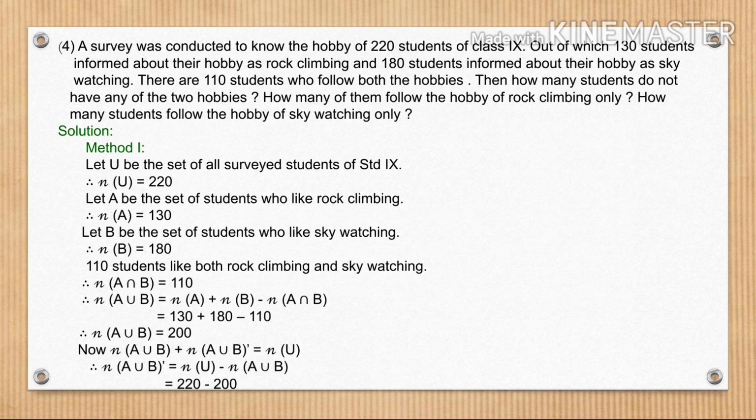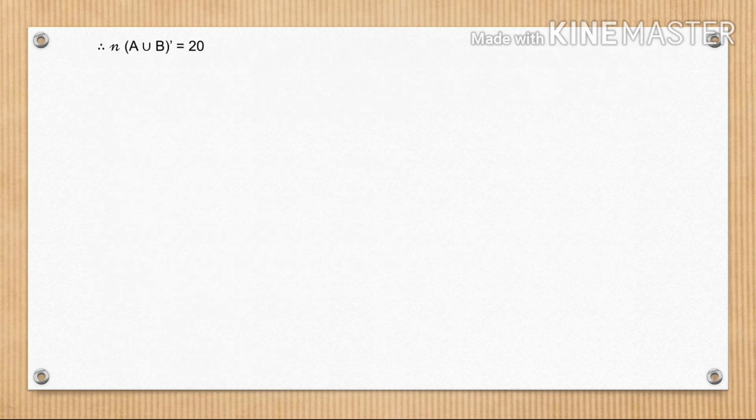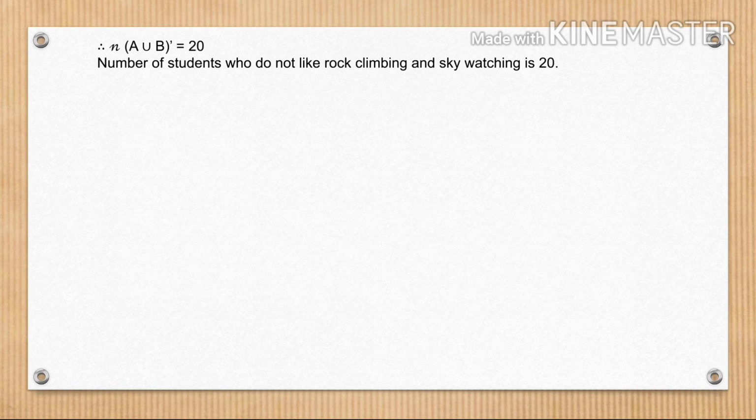Then we can subtract those students from the universal set to find out the students who do not like rock climbing and sky watching. So the number of students in (A union B) complement is equal to the number of elements in U minus the number of elements in A union B, that is 220 minus 200. So the number of students who do not like rock climbing and sky watching is 20.